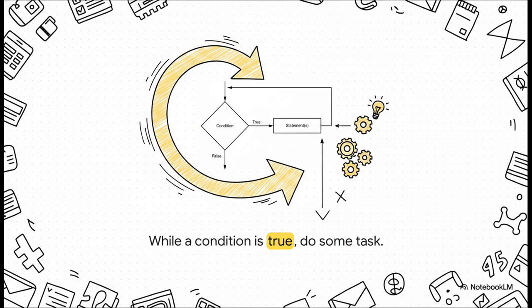Just look at the logic path in this flowchart. It's so clean. While a condition remains true, the task repeats. It flows down into the statement block, does its thing, and loops right back to the top. It just keeps spinning and spinning until that condition finally evaluates to false. Only then does it break out and escape the loop.